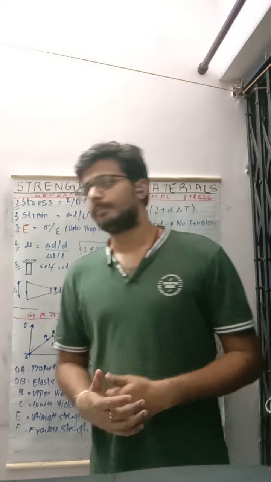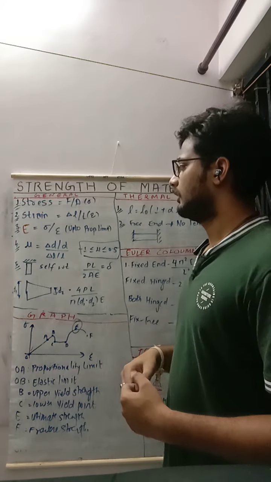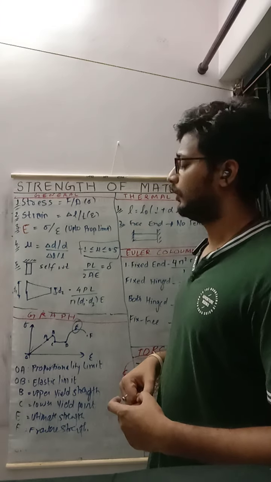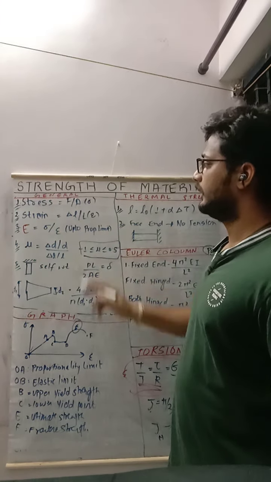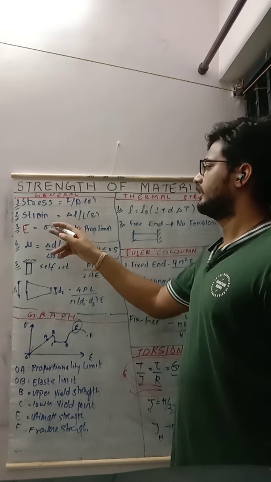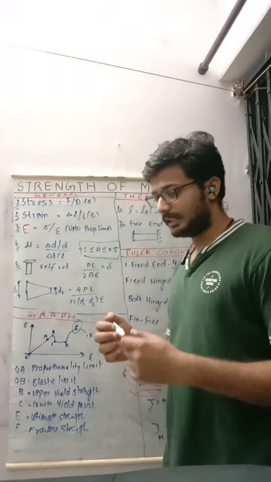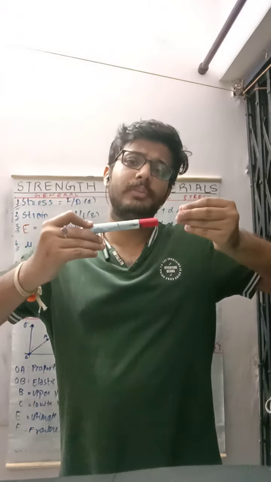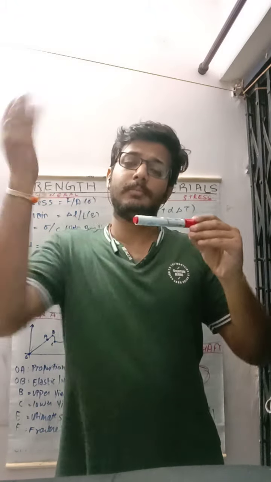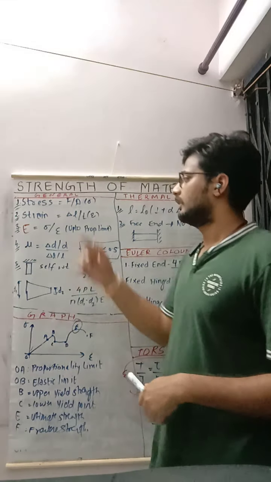So the first topic is the general formulas of strength of materials. We all know that stress is equal to force upon area. This is the symbol. Strain is equal to delta L upon L. Delta L is the increased length. When we apply certain stress, obviously some length will increase. So the increased length upon the initial length is the strain.